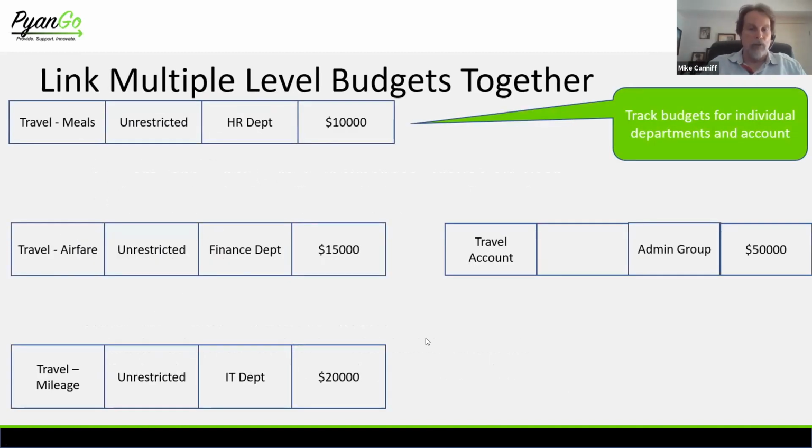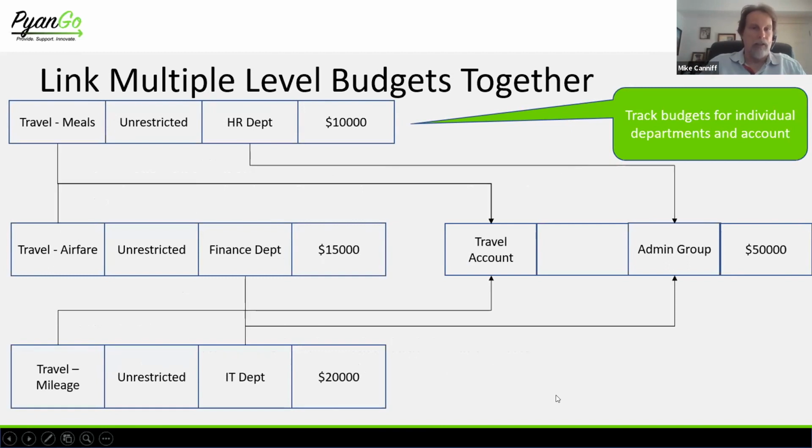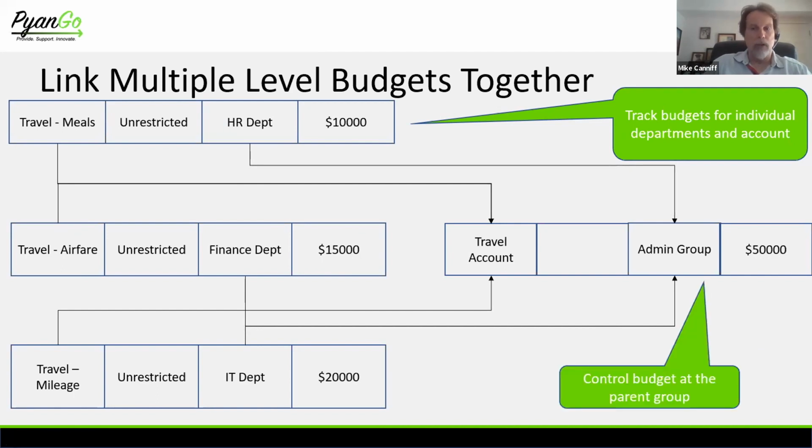And this is an example of that linking together, where I have detailed amounts of 10,000, 15,000, and 20,000 for each individual department. But then at the admin group level, I have 50,000 as my total. As long as I don't go over 50,000 for the aggregated travel account in the admin group, I'm okay. I'm allowed to go over budget at the department level, more of a warning process, but then I'm going to control at that parent level.